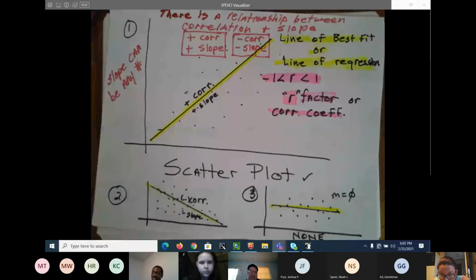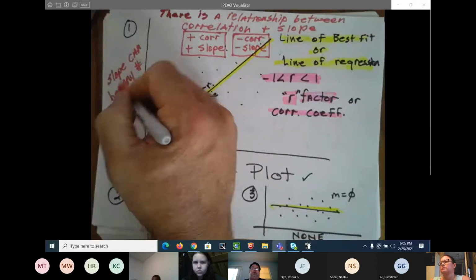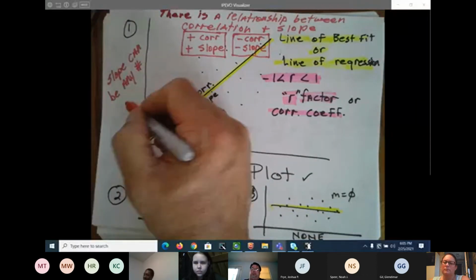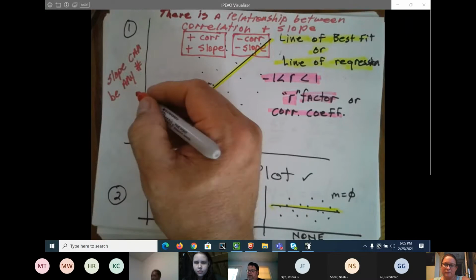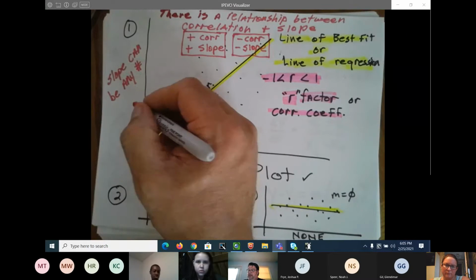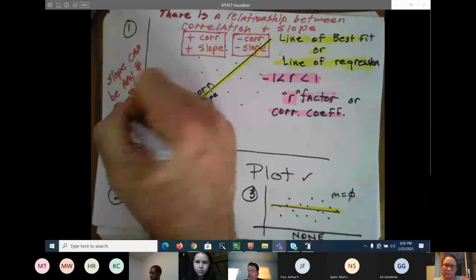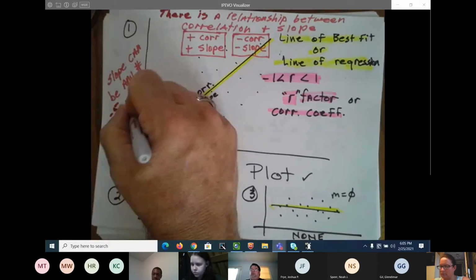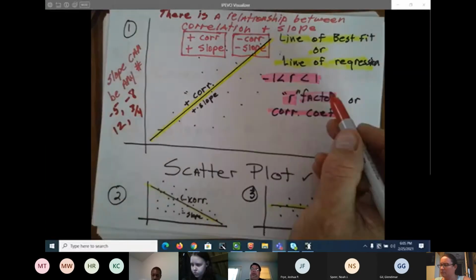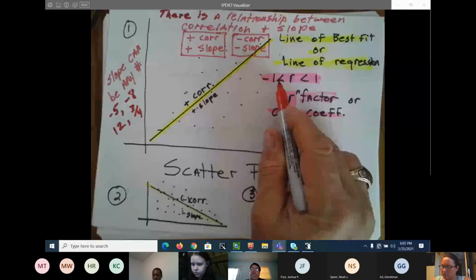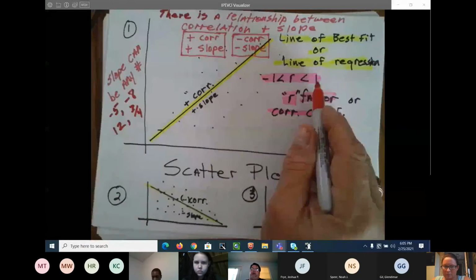Okay. So the slope can be any number. Give me an example of the slope. Slope is equal to -5. Slope is equal to -8. Slope is equal to +12. Slope is equal to 3/4. Where the R factor has to be between -1 and what? +1.